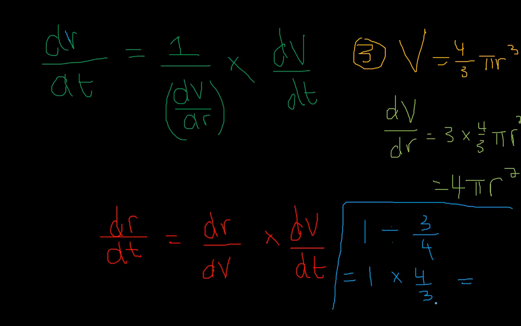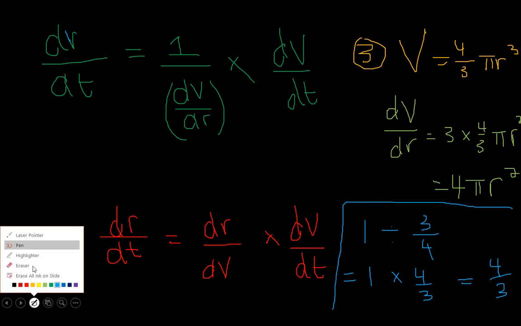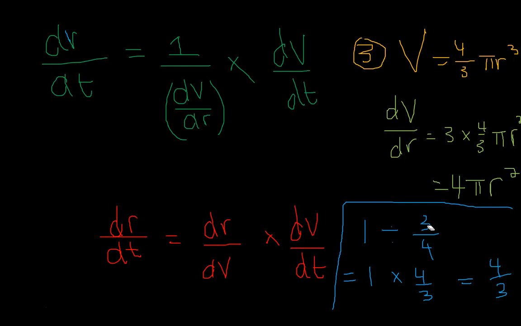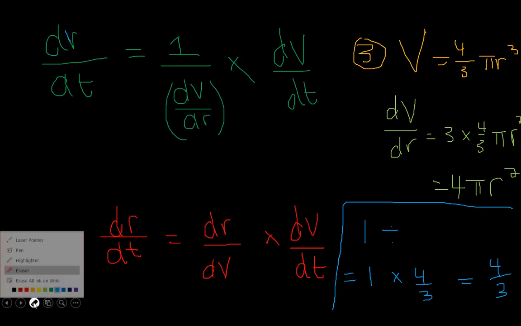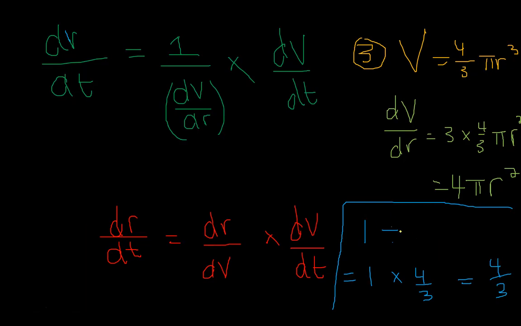Troy, what's the answer? 1 multiplied by 4/3. 4/3. Yeah, because anything multiplied by 1 is itself. So all I'm doing now is replacing that 3/4 on top here with dv on dr. That's all I'm doing, right? So now I have 1 divided by dv on dr instead of 3/4, right?